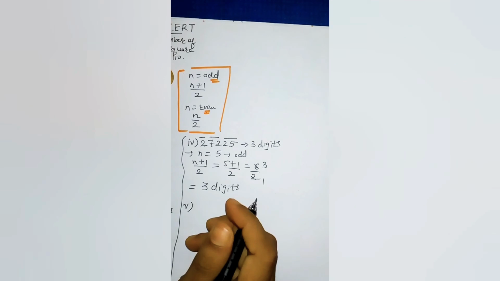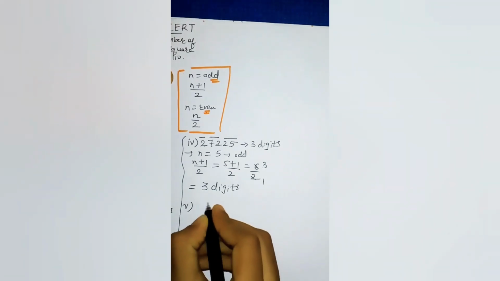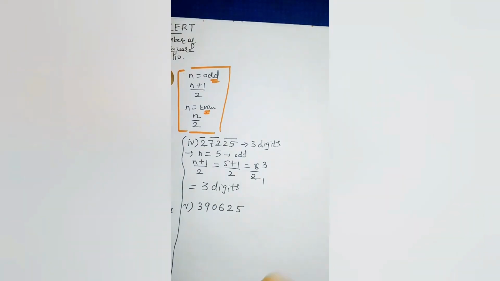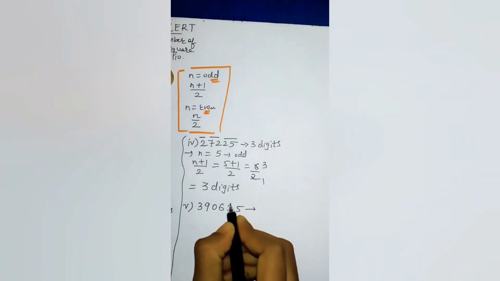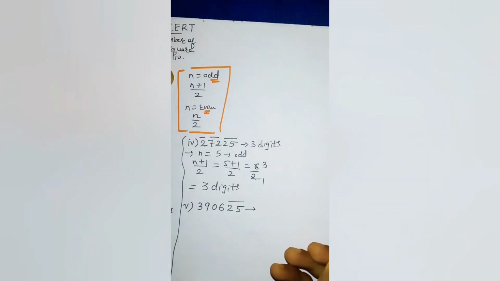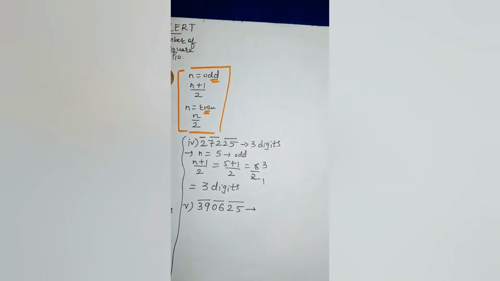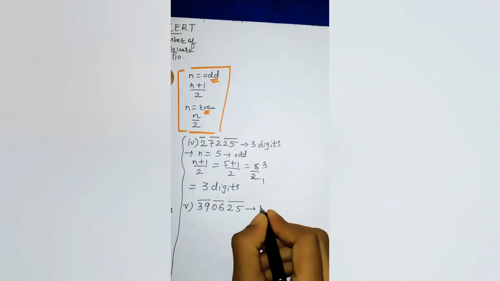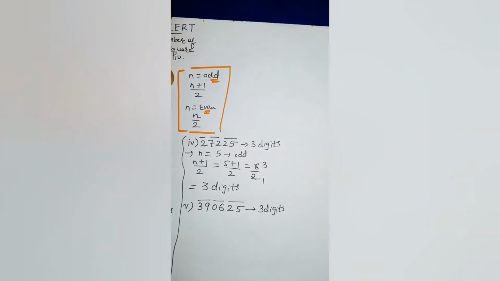Now let us quickly see the fifth one. The fifth one is 390625. This is the last, fifth question. Again first we will check by drawing the bars. We will start from the back. This is 1 bar, this 2 digits a second bar, this 2 digits a third bar. Again we are able to draw 3 bars, 3 pairings. So there will again be 3 digits in the square root of this number.